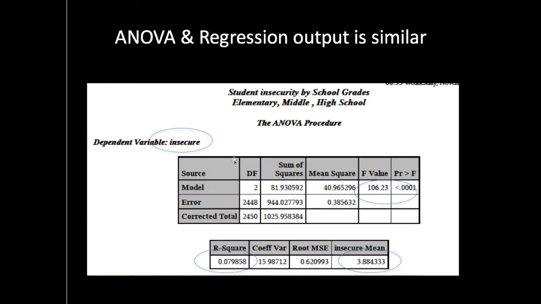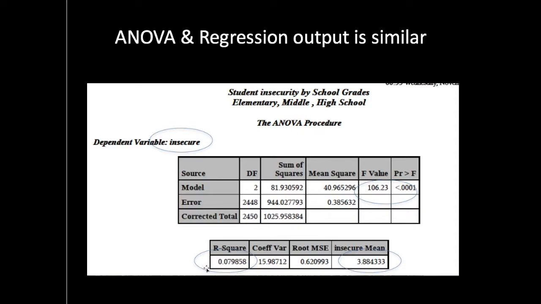So here's some output from SAS. It tells us that our dependent variable is insecure, their score on that measure. And the model has 2 degrees of freedom. The degrees of freedom are always going to be 1 less than the number of groups. And the sum of squares explained by the model is about 81.9. The sum of squares error is 944, and the total sum of squares is going to be the sum of that.